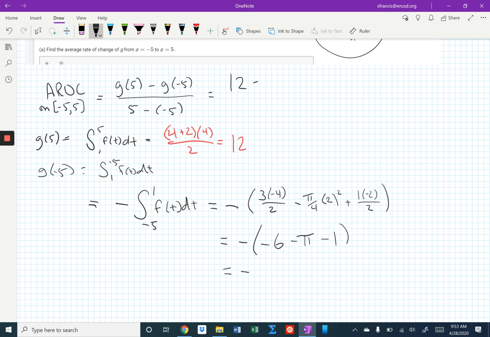And so this is -7 minus pi, or this becomes 7 plus pi when I take the opposite. So this is going to be 12 minus (7 plus pi), and then all of that divided by 10. And then I got to distribute the subtraction there, and 12 minus 7 is 5 minus pi over 10, and that's the answer to part A.